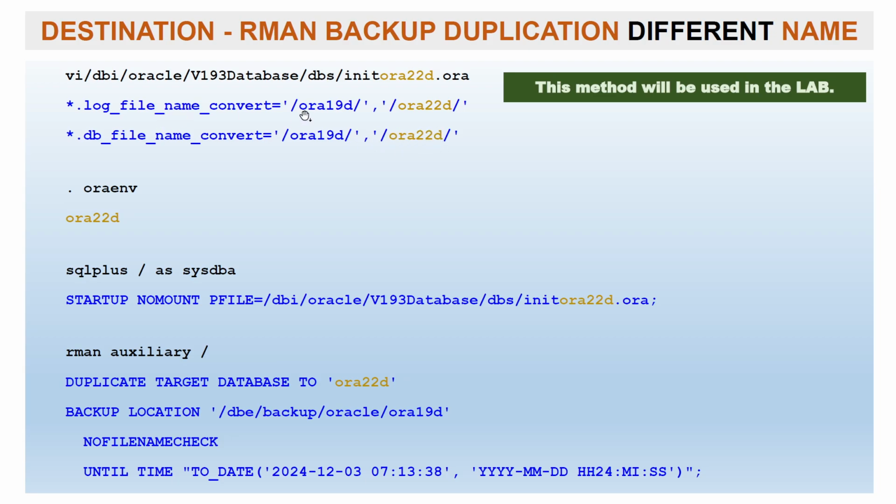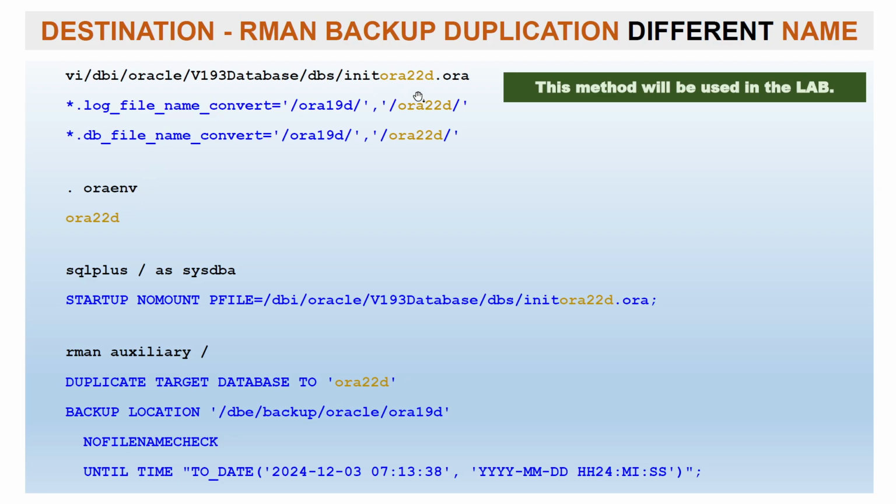These two parameters instruct RMAN, when we run the duplicate command, that the redo logs will go to this directory instead of the original directory, and the data files will go to the new directory instead of the original directory. Now, these parameters we need to add before starting the instance in the nomount mode.